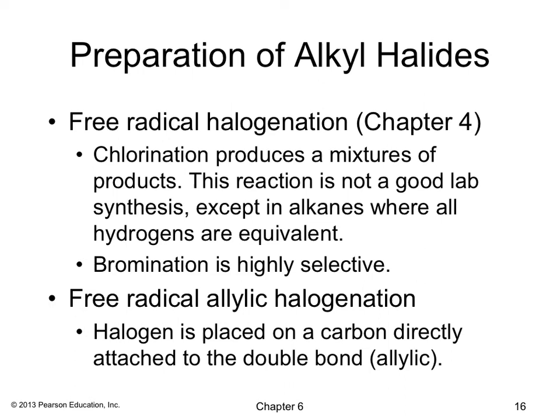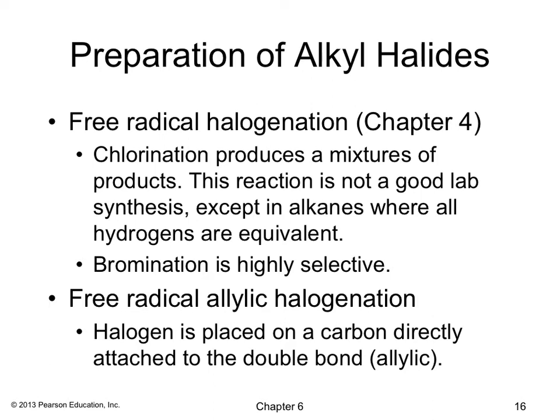So there are different ways that you can prepare alkyl halides. We already know the free radical halogenation discussed in Chapter 4, as well as your classmates' YouTube videos. Chlorination produces a mixture of products. This reaction is not a good lab synthesis, especially in alkenes where all halogens are not equivalent. Bromination is selective, so please note that. If you want to make selective free radical halogenation, you should use bromination instead of chlorination or the others. Free radical allylic halogenation.